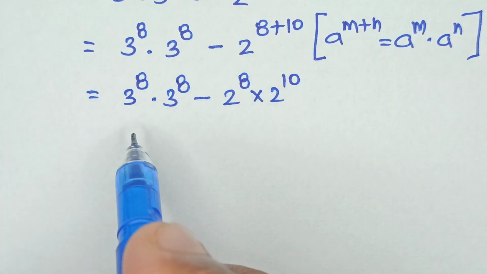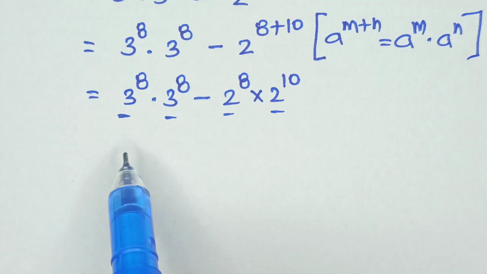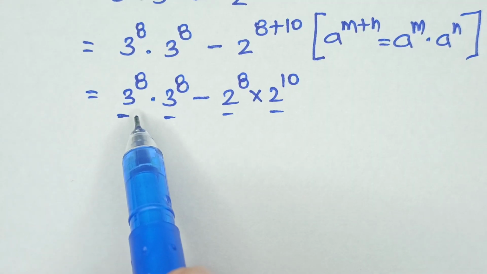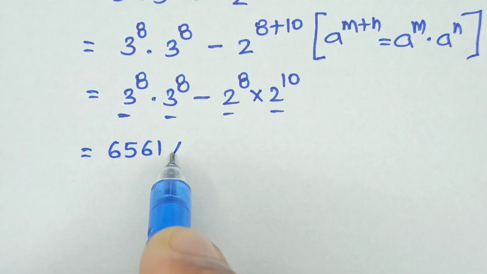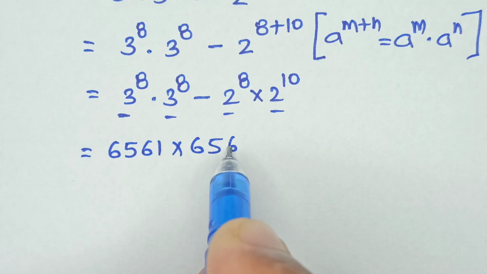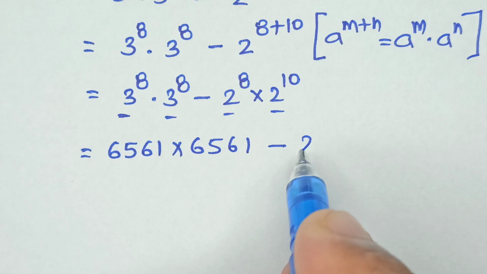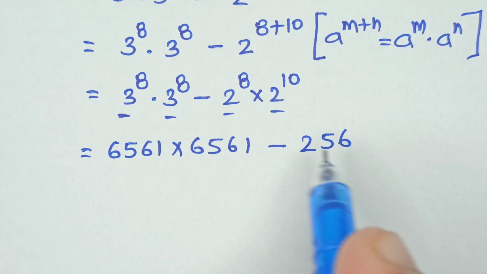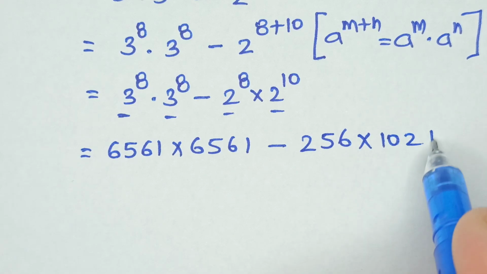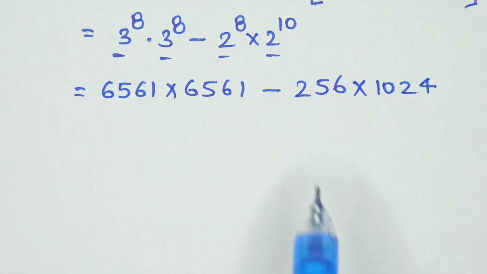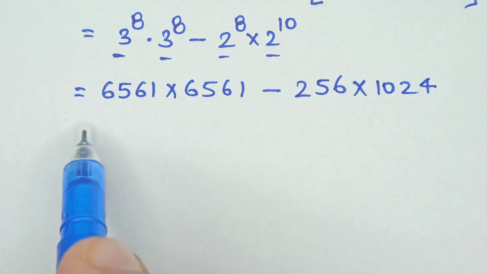So in this, now what we are going to do is we are going to replace these numbers by their respective powers. So we know that the value of 3 raised to the power 8 is 6561. So this would be 6561 multiplied by 6561 minus 2 raised to the power 8 is 256. So I'll write this as 256, and in place of 2 raised to the power 10 I'll write this as 1024. So now our question has reduced to kind of a product difference combination.